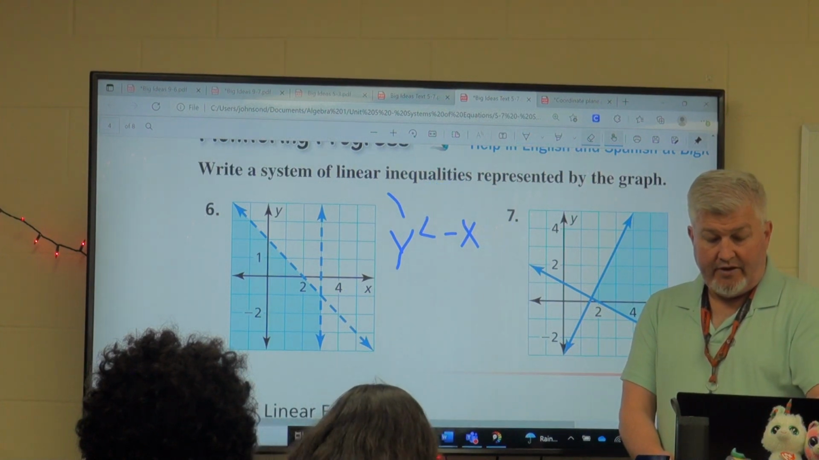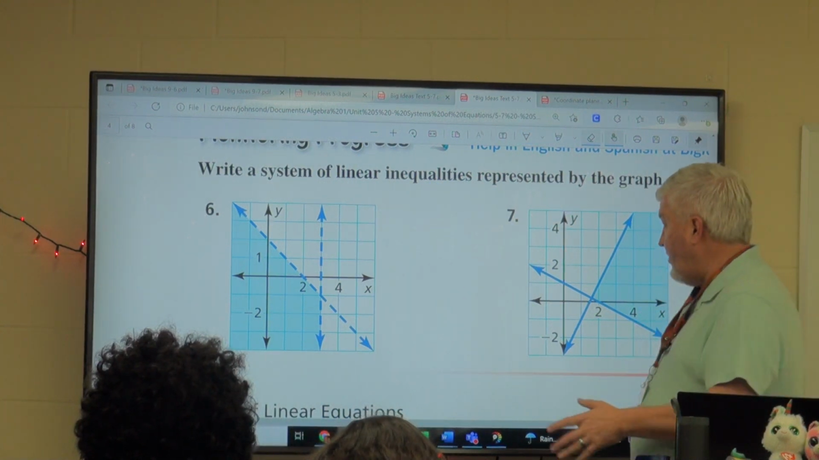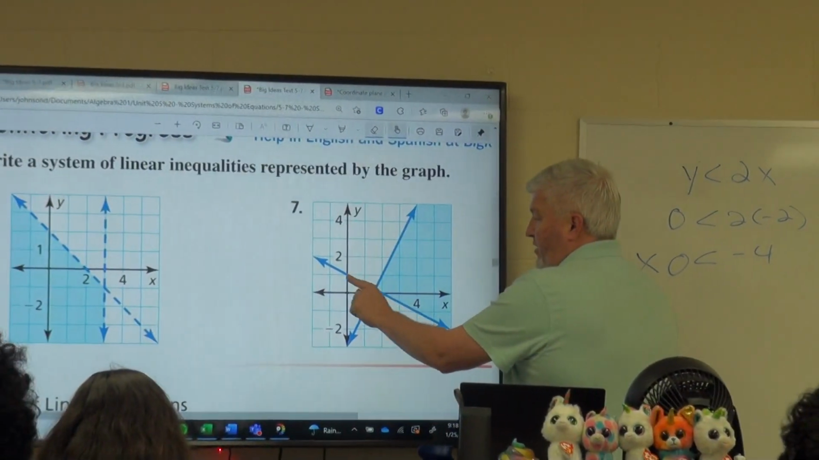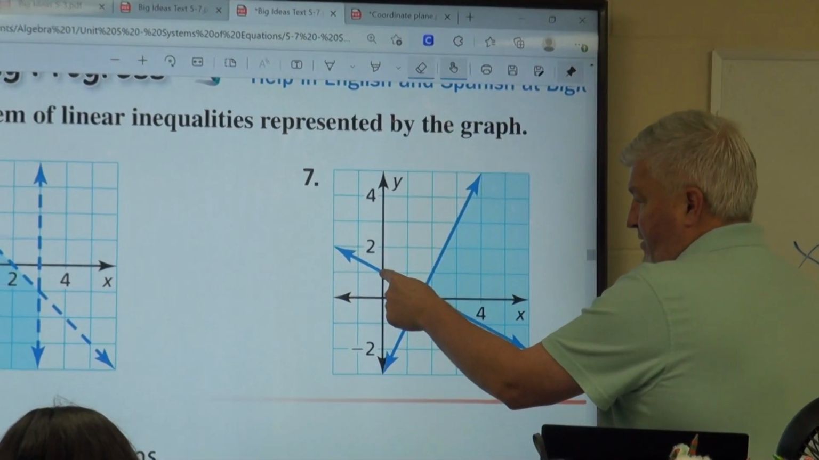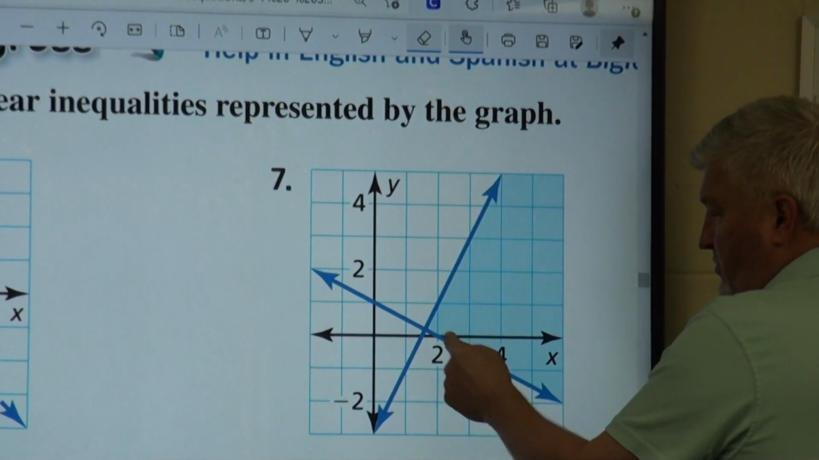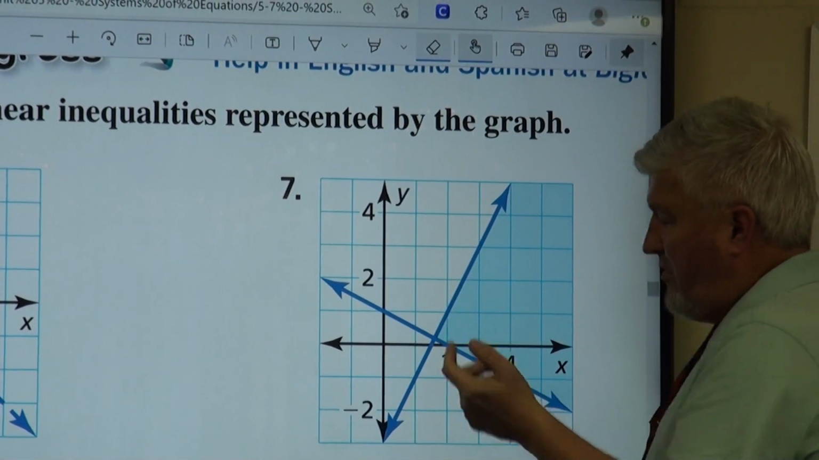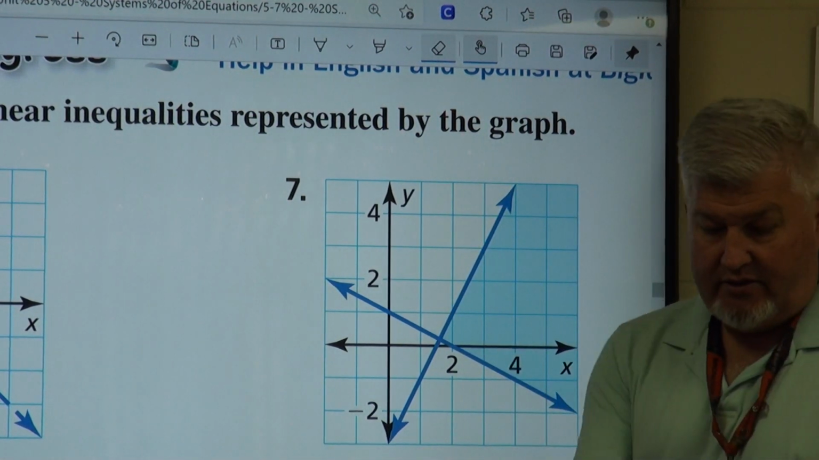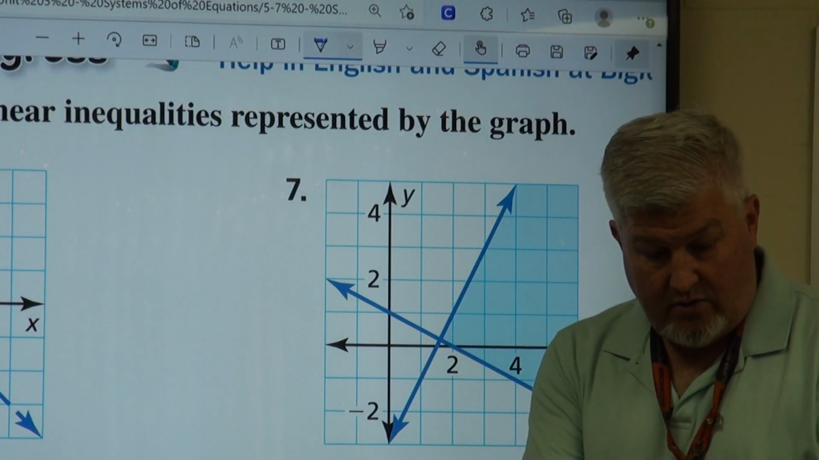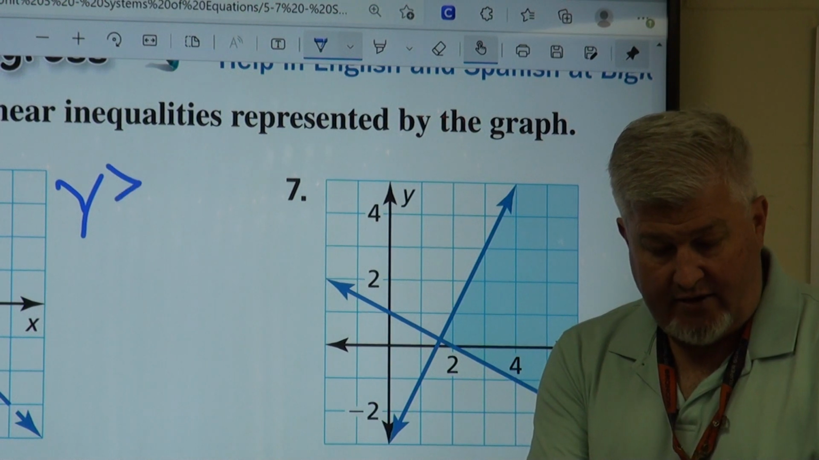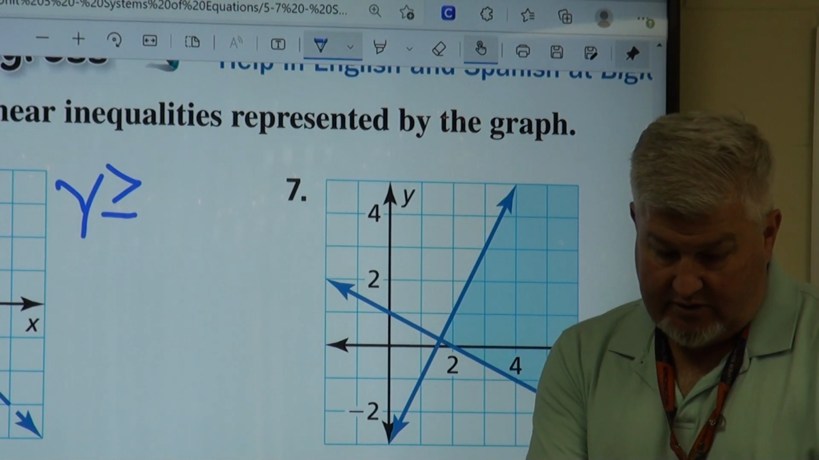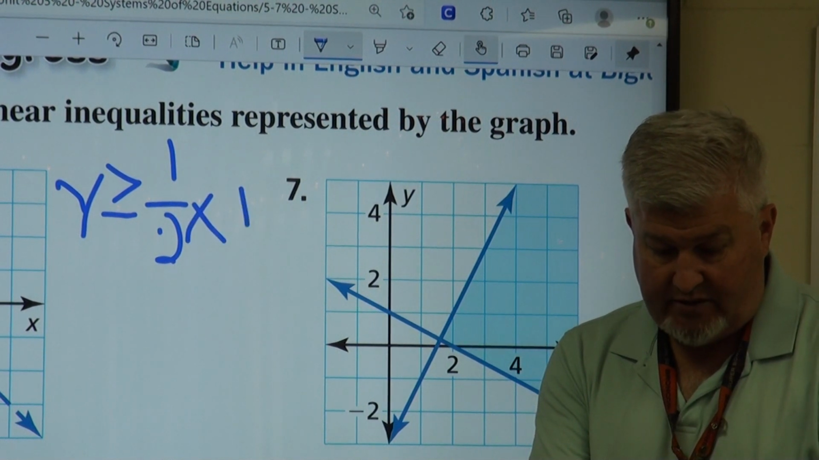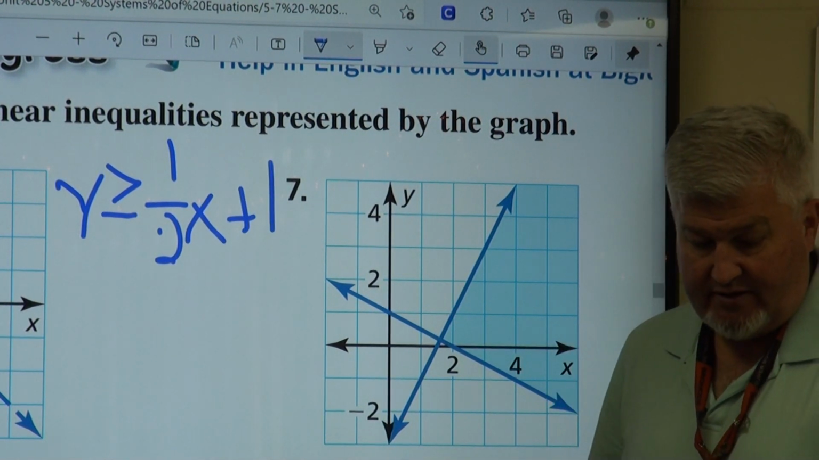All right. Number 7. They're both solid lines. Let's depict this one first. Y-intercept is 1. My slope is down 1 and over 2, so that's -1/2. And the solution is above it. So it's greater than. So you write y greater than or equal to, the slope is 1/2 x, and the y-intercept is 1.